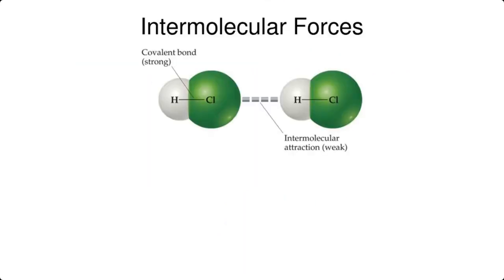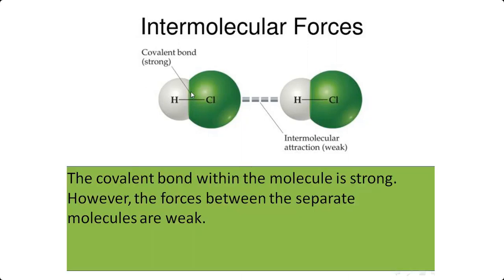Now let's go to the covalent compounds. As we see here, we have a covalent compound, hydrogen chloride. We have the molecule of hydrogen chloride, bonded with a covalent bond between hydrogen and chlorine, and this bond is very strong. So guys, within the molecule, the covalent bond is very strong. But between the molecules themselves, like one molecule of hydrogen chloride and another molecule of hydrogen chloride, the bond is weak, and it's called intermolecular force.